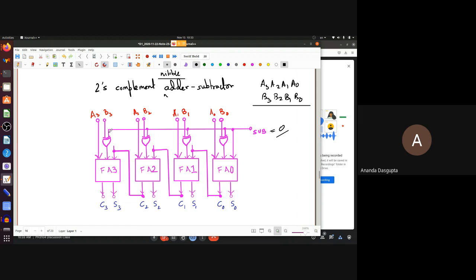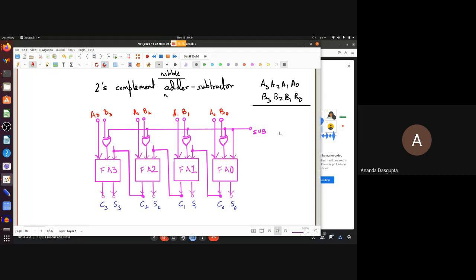That is, remember, it's a controlled inverter. One input is 0, then the other input comes out. So basically, you are feeding A3, B3 and C2 to this full adder, A2, B2 and C1 to this full adder, A1, B1 and C0 to this full adder, A0, B0 and 0 to this full adder when sub is 0.